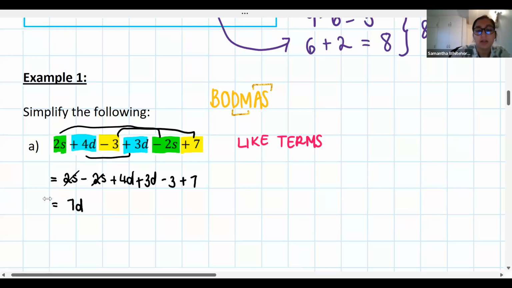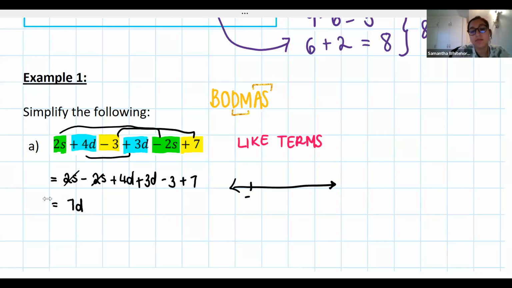And then I've got my constants. I've got negative 3 plus 7. Now again, think about your number line. Negative 3 is on the negative end. If you're going to add 7, you need to move up your number line towards positive infinity. When you now add 7, you end up with a positive 4.